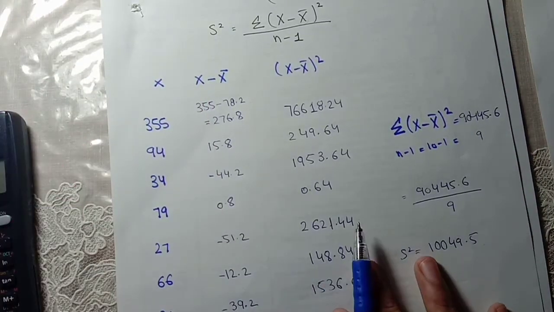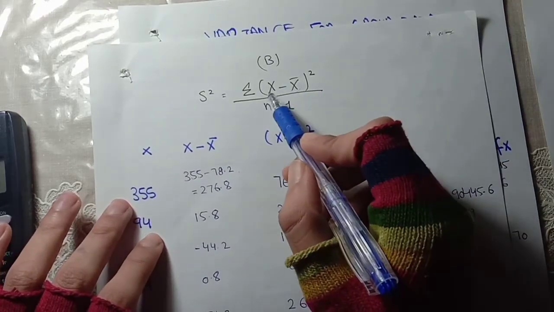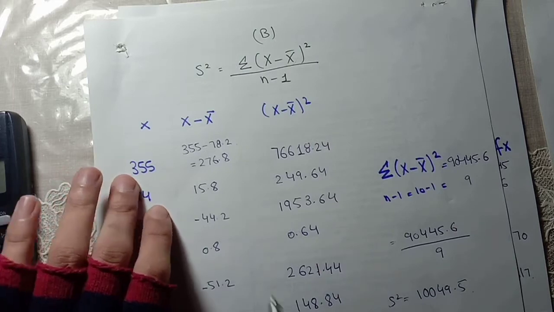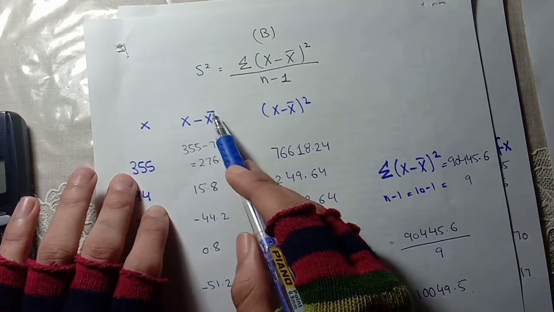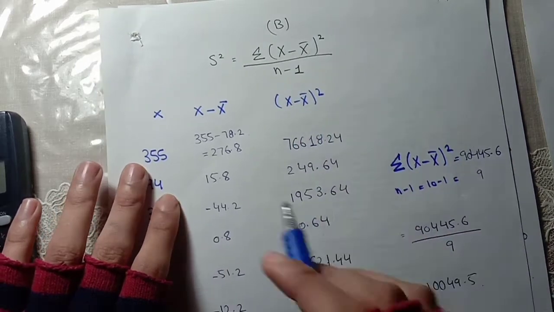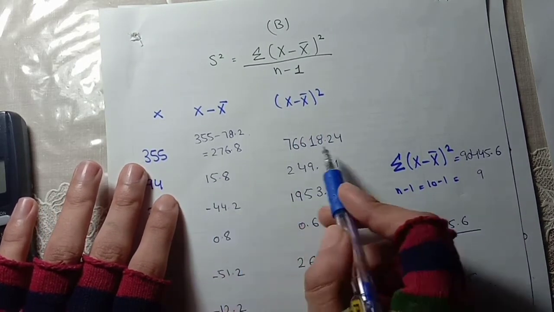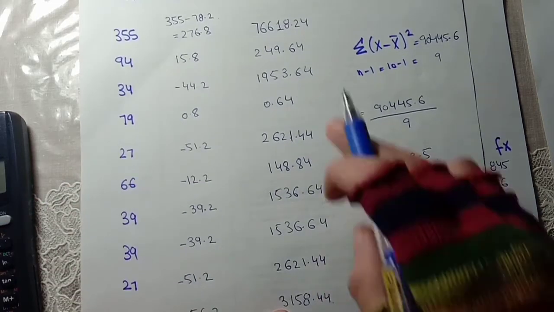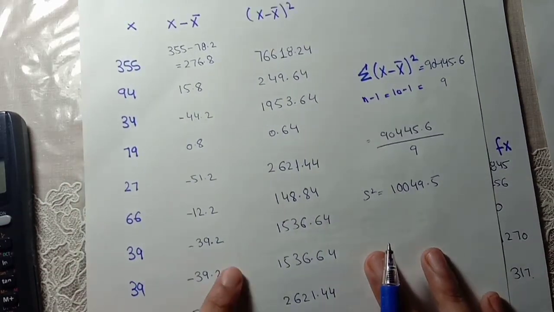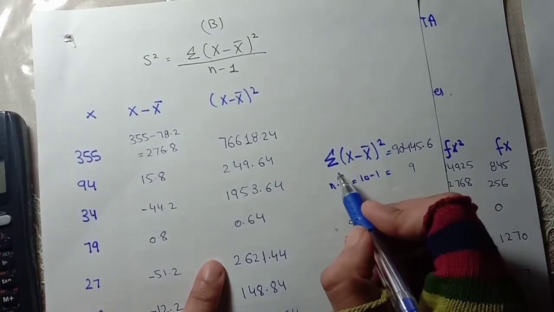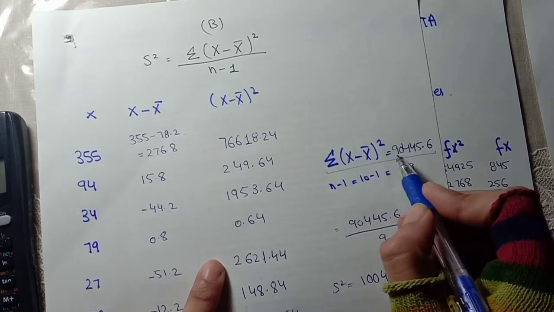Now look at the formula. We have to square this value. We have the term x minus x bar, so we make a column of x minus x bar whole square, and we have squared the values we obtained here. We have written all these values here, and now we sum all of them, and we get this number.